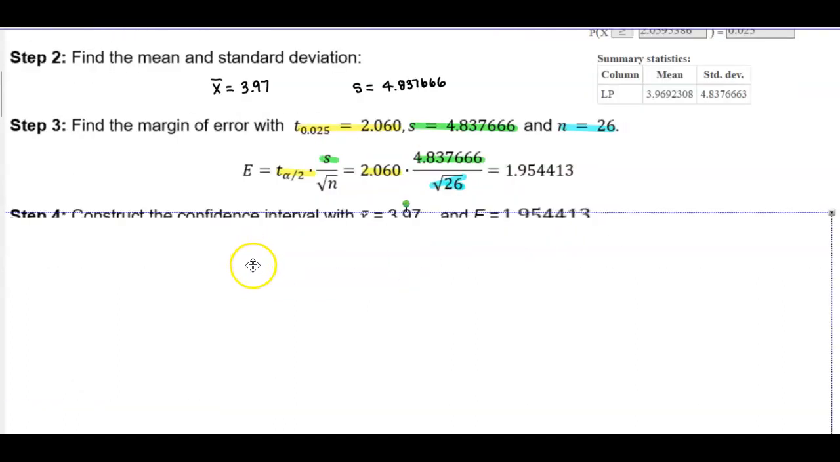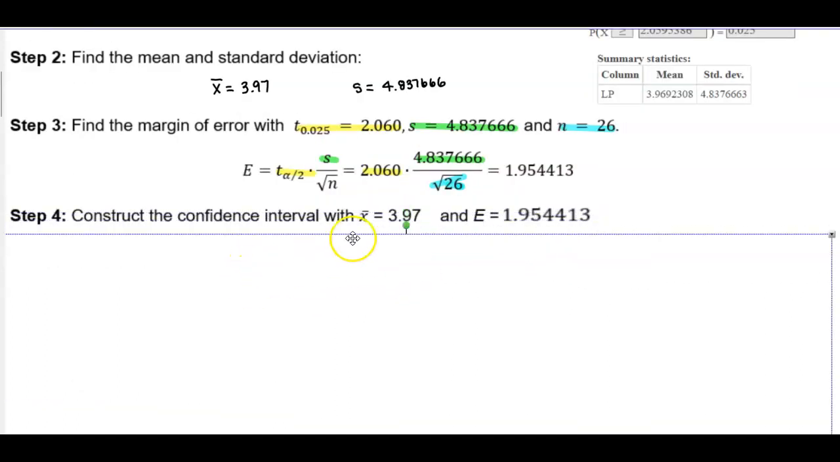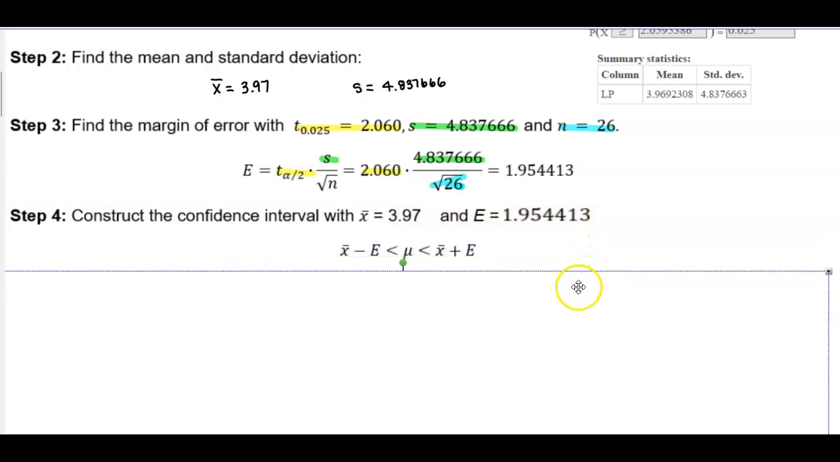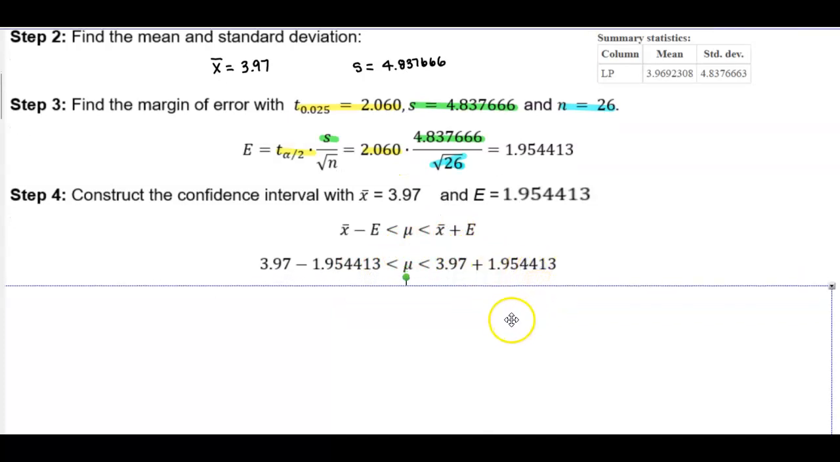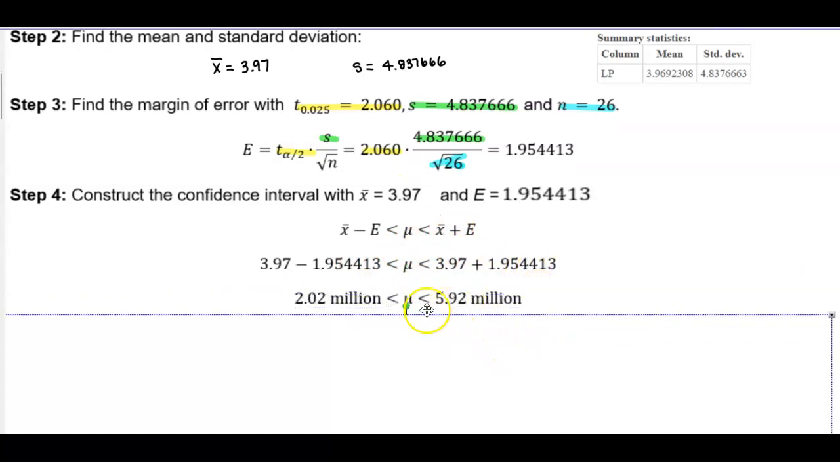Okay, now in step 4, what we want to do is construct a confidence interval where the sample mean is 3.97 and the margin of error is 1.954413. And then we're going to plug it into the formula. So we know the mean is 3.97, and we're going to subtract 1.954413 on the left side, and then 3.97 plus 1.954413 on the right side. We end up getting, rounding it to 2 decimal places, 2.02 million on the left and 5.92 million on the right.